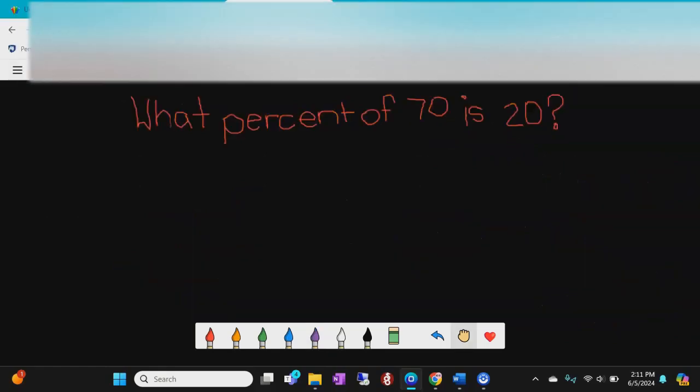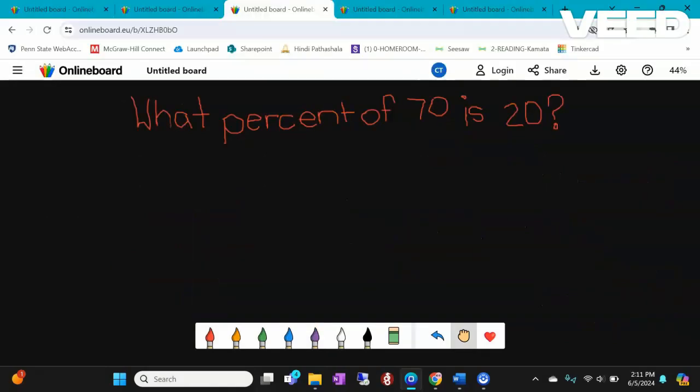Our next example is, what percent of 70 is 20? So again, we take these two numbers and switch them up. So 20 over 70. 20 over 70 can be reduced by 10. So that would be equal to 2 over 7.